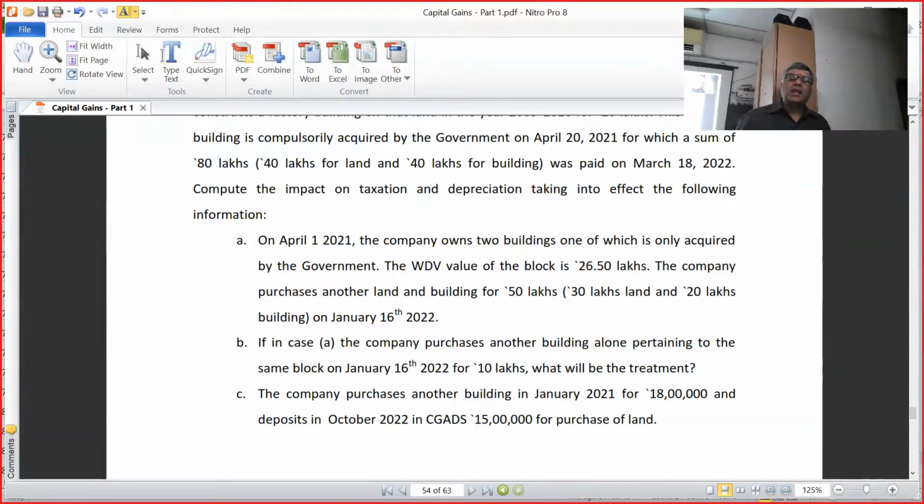Company purchased another land and building for 50 lakhs, 30 lakhs of land and 20 lakhs of building, on 16th January 22. In case B, the company purchases another building alone pertaining to the same block on the same day for 10 lakhs. Case C, company purchases another building in January, it should be January 22, for 18 lakhs, and deposited 15 lakhs in CGAS in October 22. It should be January 22, please. Read through.